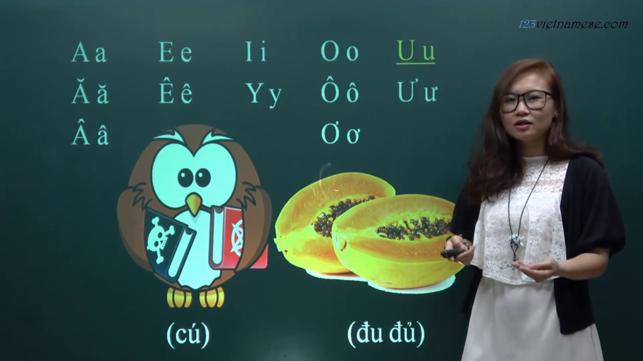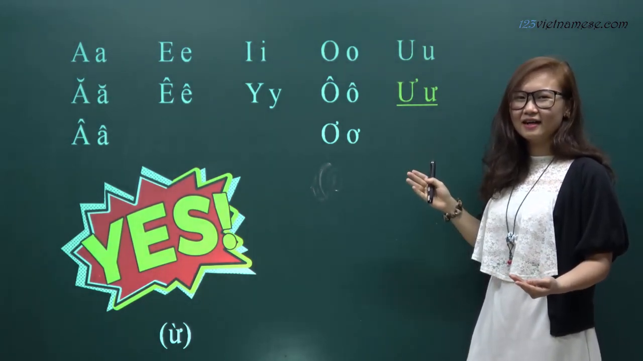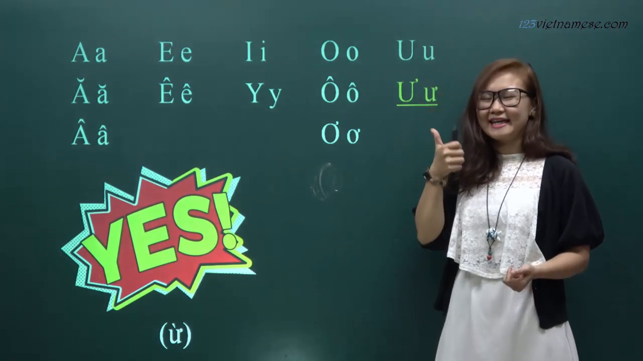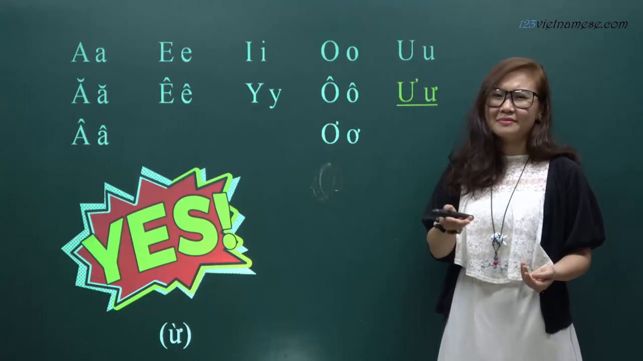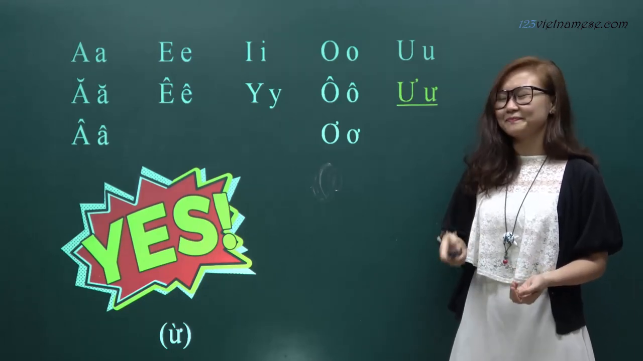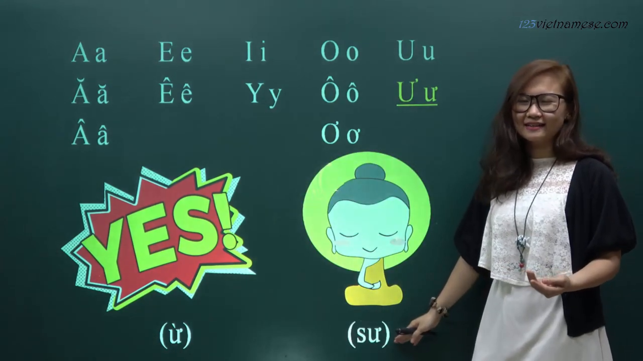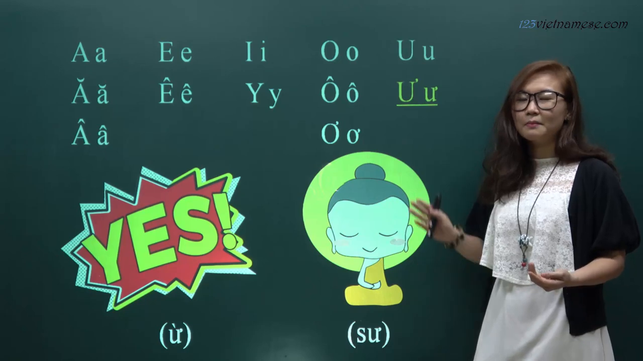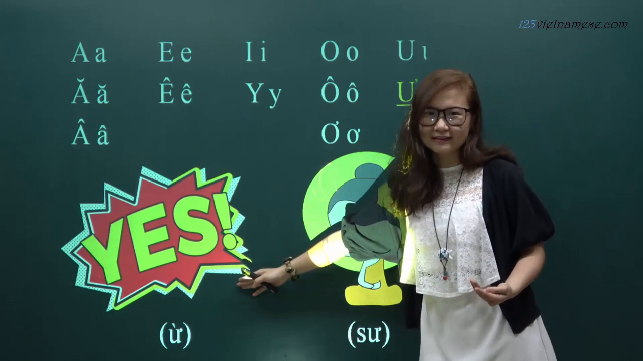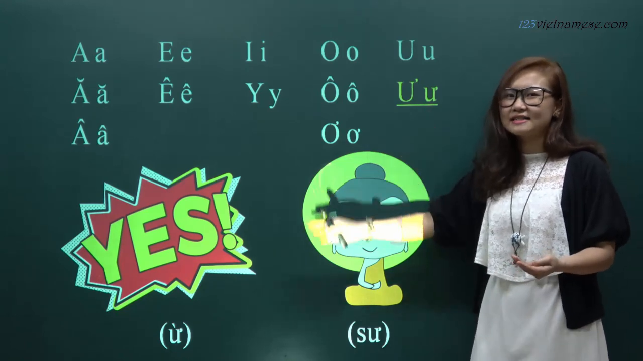And the last single vowel is ư. For example, ư means yes. Ư. Vietnamese is not difficult, right? Ư, yes. Another example is sư. Sư means a monk. Ư. Sư. Alright, so that is the last single vowel.